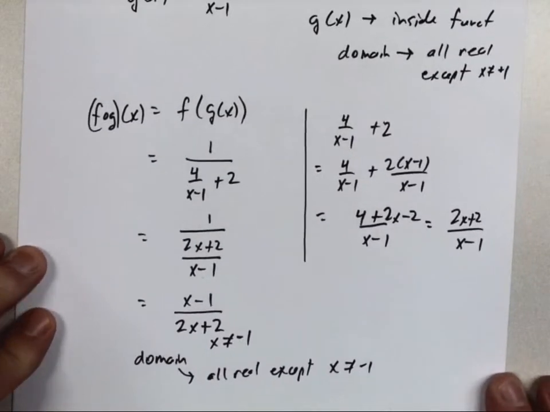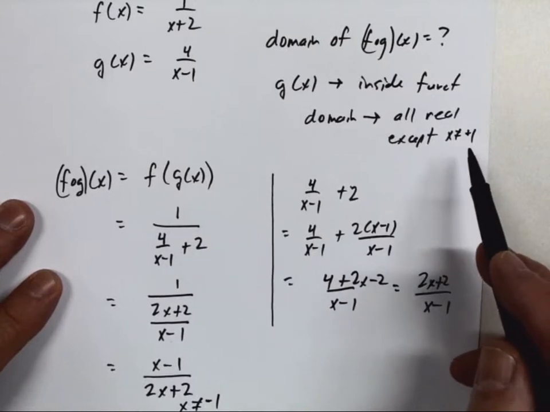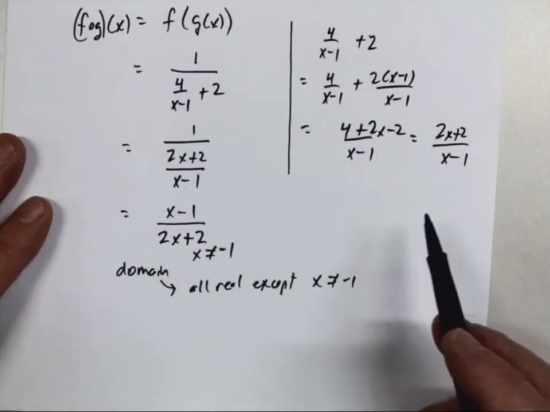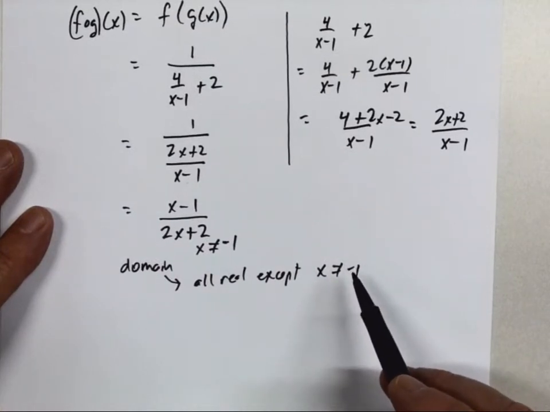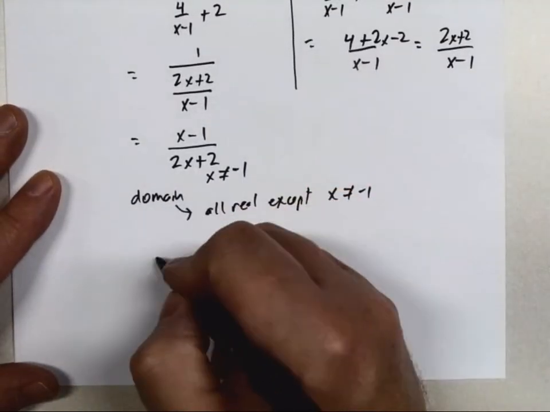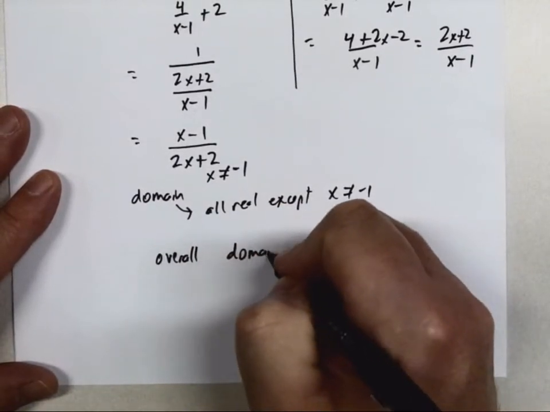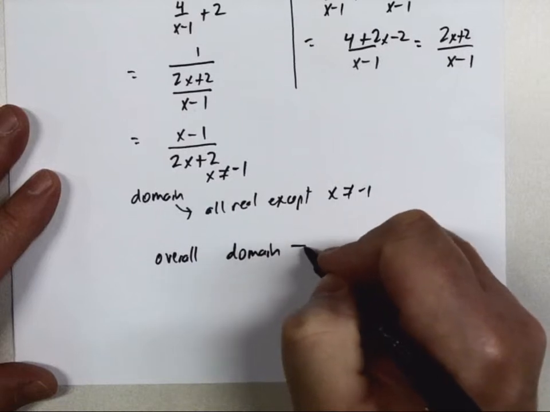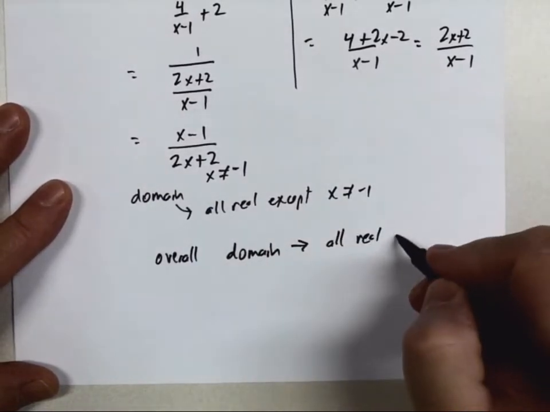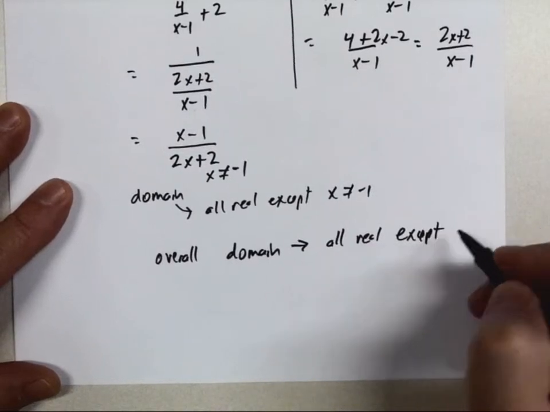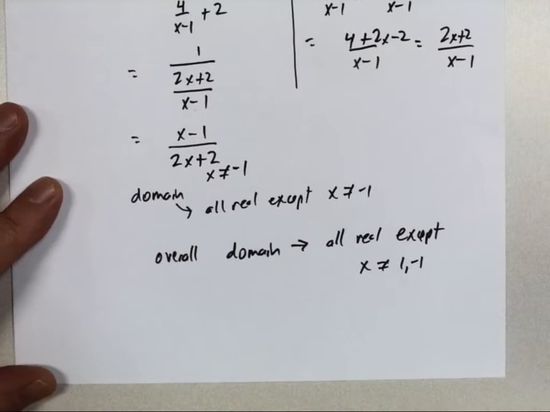So now you combine the fact from the inside function, we determined that x cannot equal 1, and from the composite function, we determined that x cannot be negative 1, so we just combine it. And you see the overall domain is all real numbers, except x cannot be equal to 1 or negative 1.